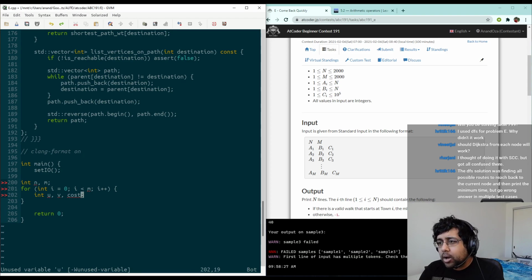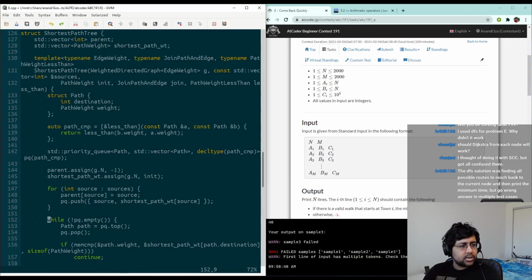Well, if you find all possible routes, that would actually take a lot of time using DFS, and you would get time limit exceeded. So you probably didn't actually find all possible routes. You probably missed one.